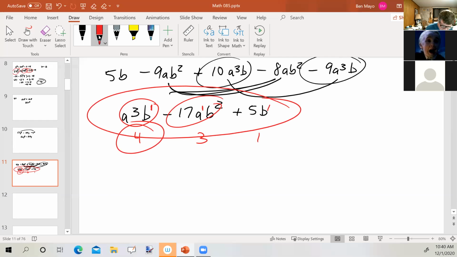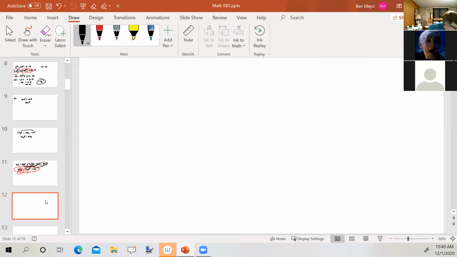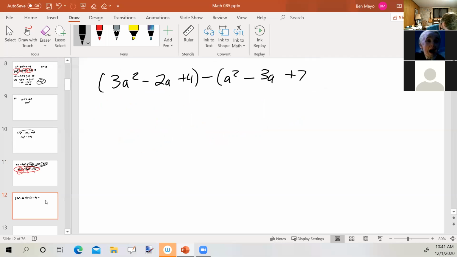Okay, let's see here. Let's say we've got something like this. The quantity 3a squared minus 2a plus 4 minus the quantity a squared minus 3a plus 7. When there's either nothing or just an implied 1 in front of a grouping symbol, we can just distribute that implied 1, which in effect gets rid of the grouping symbol. So we rewrite it without the parentheses.